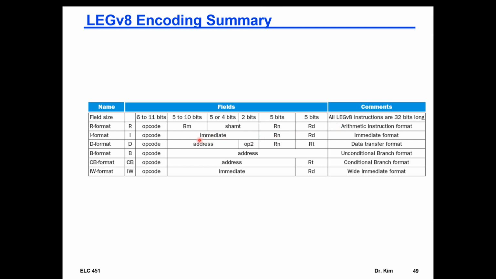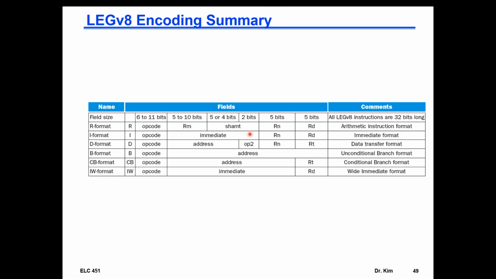Then we have the I format, the immediate, also used by arithmetic instructions, where we have a destination register and we have the contents of a register and an immediate field. So in this case, this format is used in two different addressing modes to get to two different operands. The addressing mode for this source register is register addressing mode. This one is immediate addressing mode.